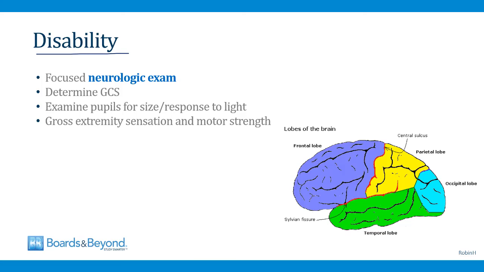After circulation, the next item in the primary survey is an assessment for disability. This refers to a very focused neurologic exam. You're only going to focus on a couple of important elements. The first one is to determine the score for the patient on the Glasgow Coma Scale. We'll talk about that in a second. The second one is to examine the pupils for size and response to light. This is because a blown or dilated pupil can be a sign of herniation of brain tissue, indicating a serious intracranial bleed. And then lastly, there's a gross examination for sensation and motor strength in the extremities.